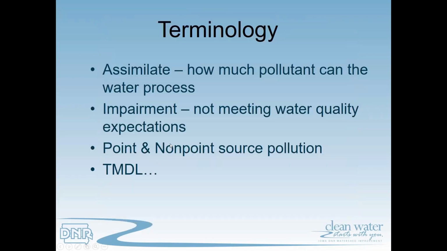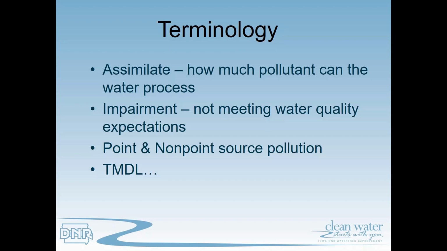A couple other points that I wanted to make sure that we are all on the same page. Assimilate is a word that we will use from time to time. And basically what assimilate means is just how much of a pollutant the water body can process. There's going to be a calculation that we can do that basically says this volume of water given this type of water body can handle this much pollution of each kind of pollution that we're talking about. So if you hear the word assimilate, that's what that means.